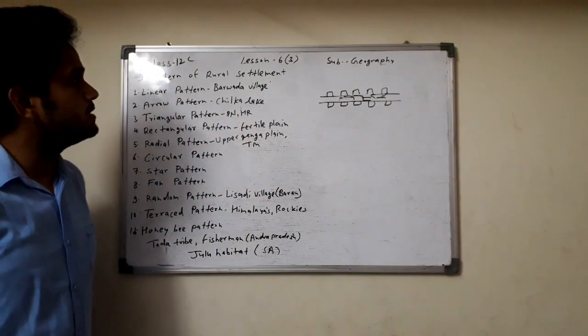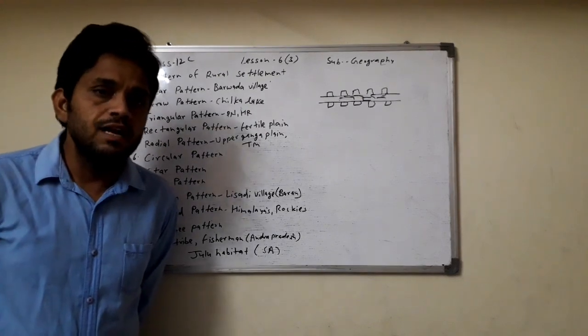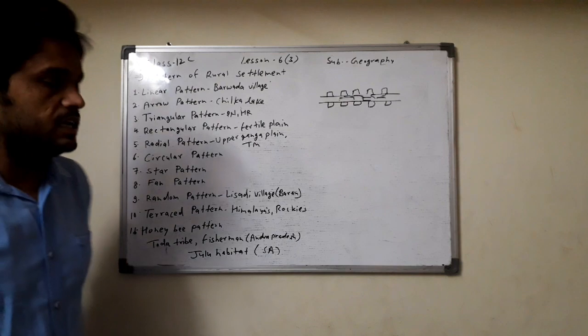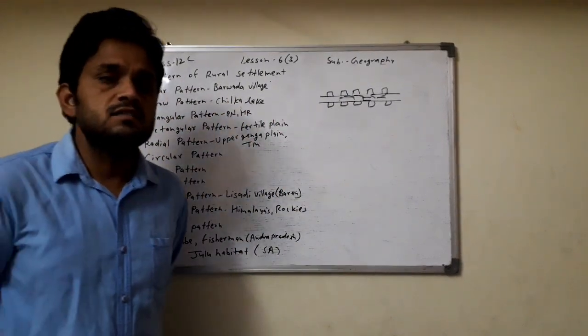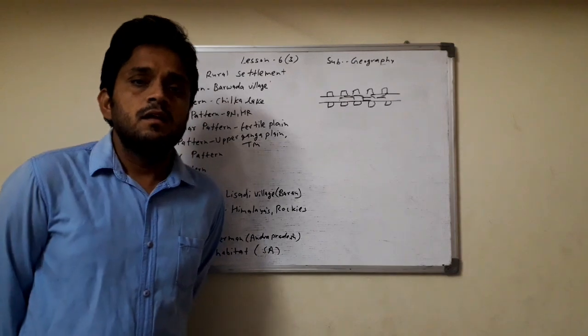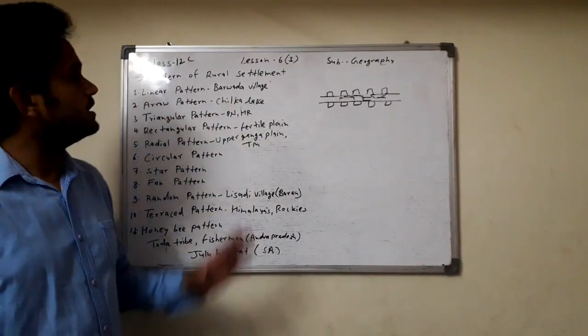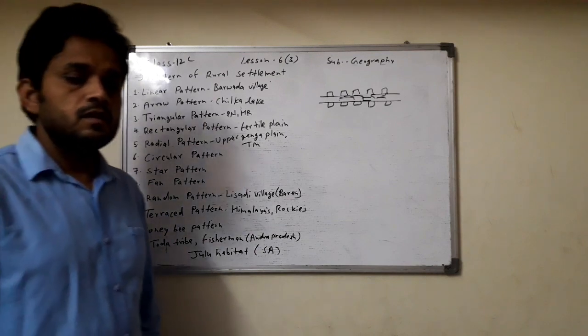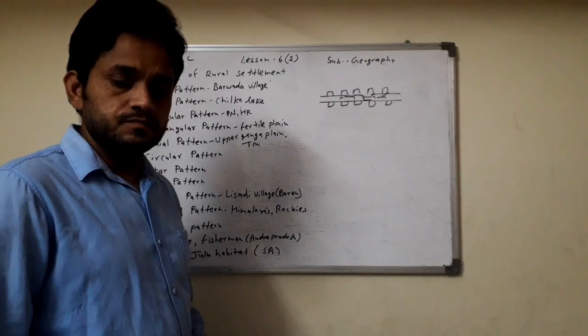A good example of the linear pattern is found in Barwada village in Jaipur district. Barwada village in Jaipur district is an example of the linear pattern. The fertile plain of the Ganga also has this type of linear pattern. Clear?